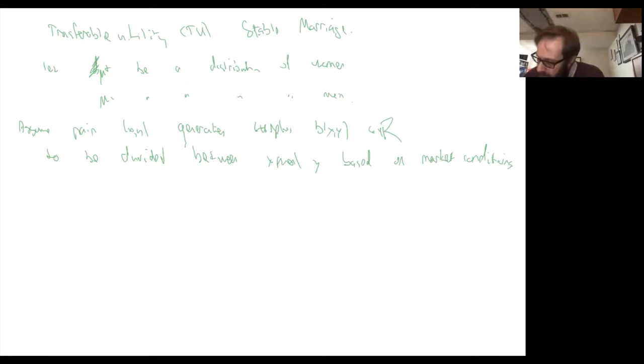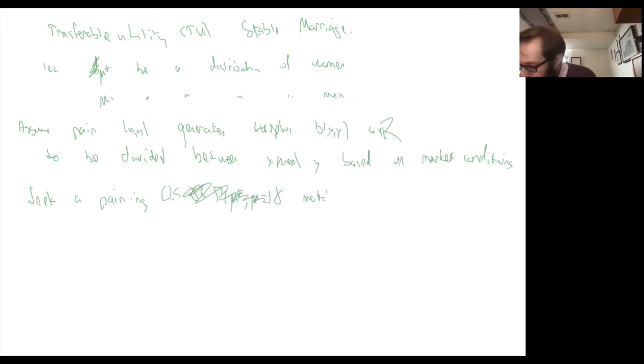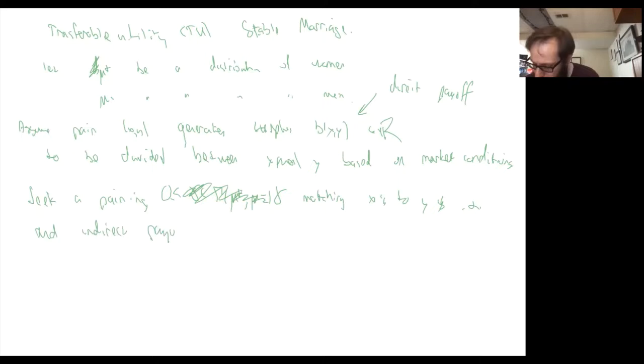So what do we seek? So we seek a pairing gamma matching X's to Y's, which matches the workers to firms, or the women to husbands, or whatever. And we also seek indirect payoffs. B is the direct payoff, but the indirect payoff is what share the worker X and firm Y get to keep. And we want such that three conditions hold.